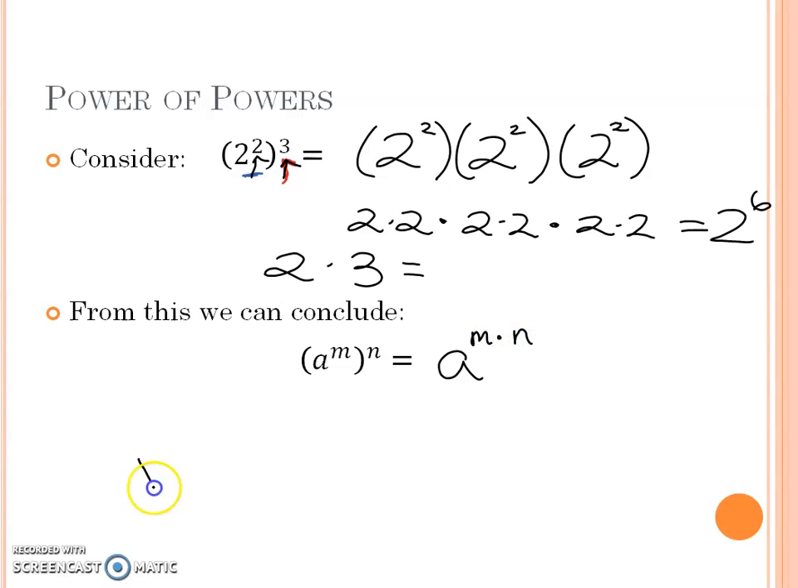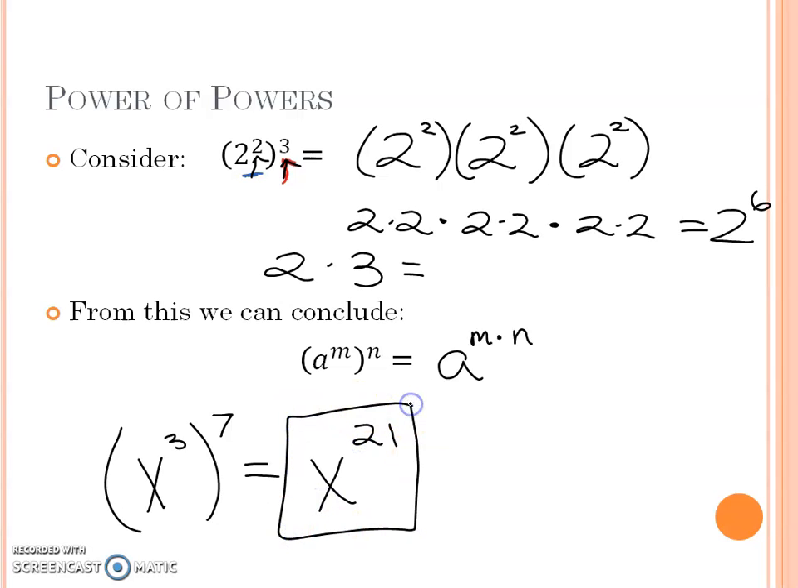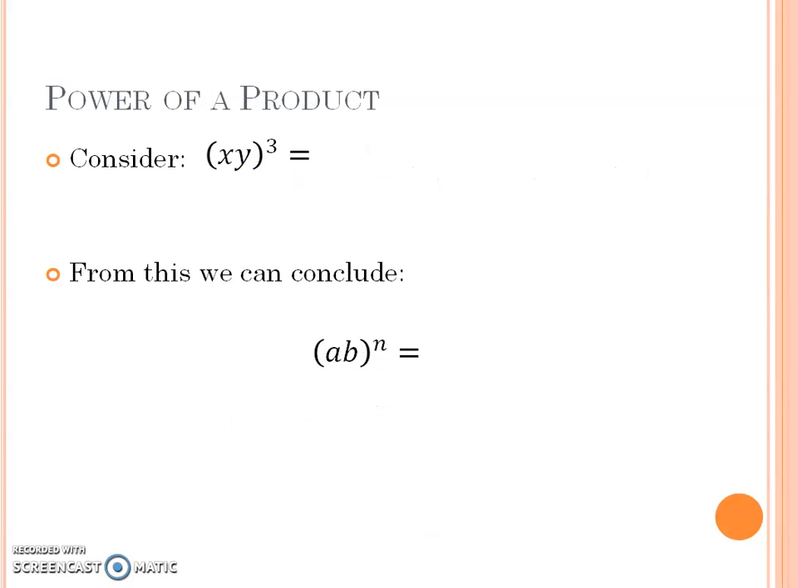Okay? So if I have an x cubed to the 7th power, that's going to be an x to the, and then I'm going to take 3 times 7. So that's an x to the 21st power if I multiply those together. Okay? The last two slides here are just expansions off of your power rule.